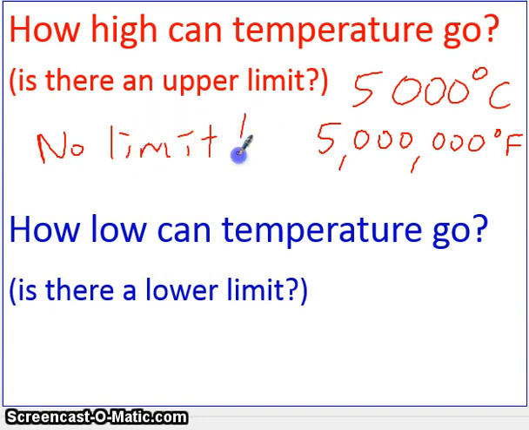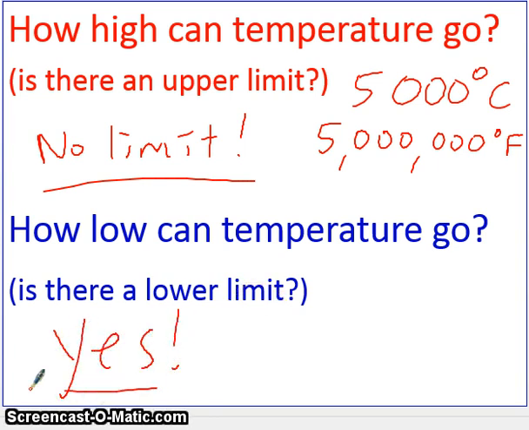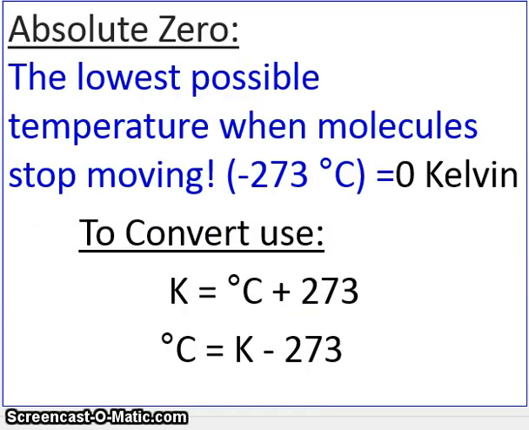The second question is, how low can temperature get? Is there a lower limit? And yes, there is a lower limit. The reason is, when you reduce the temperature, the particles slow down. Begin with a higher temperature, then the particles slow down, and eventually they stop. You can't go any slower than stopped, and that would be the lowest possible temperature for molecules. So there is a lower limit, and it is called absolute zero: the lowest possible temperature where molecules stop moving.